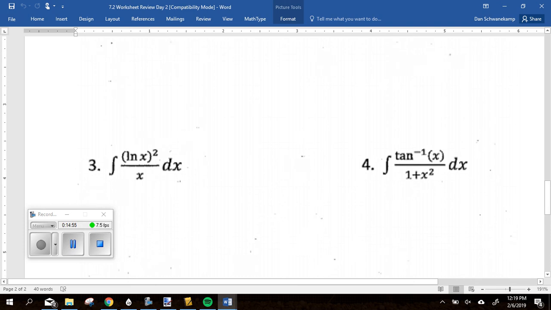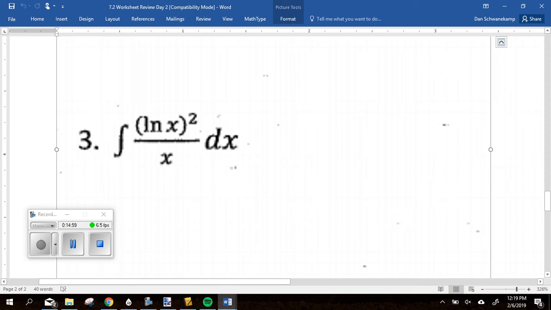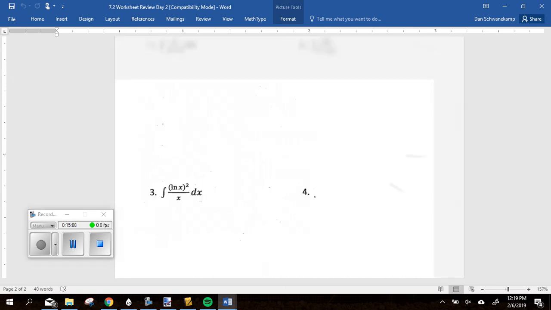It's just a constant. It's just times dx. Natural log of x all over x squared. 3, 2, 1. Just natural log of x, because when I take the derivative, it'll cancel with the other one.